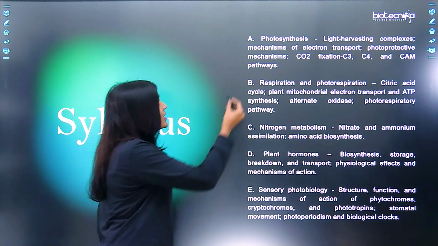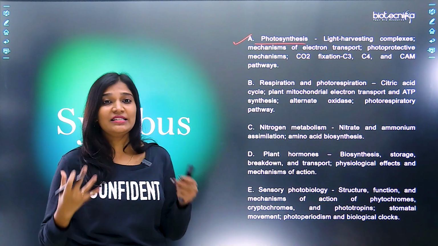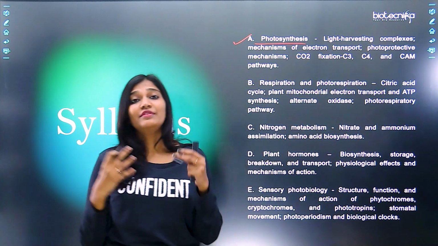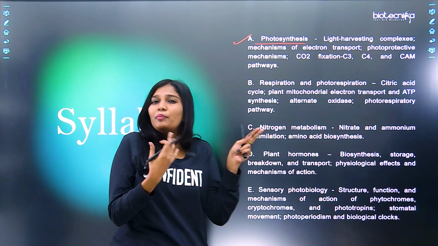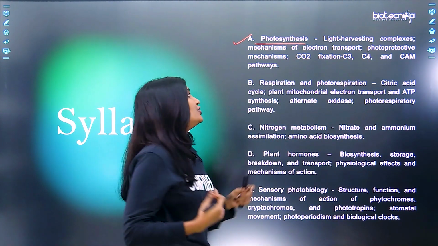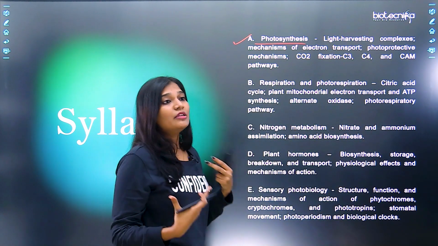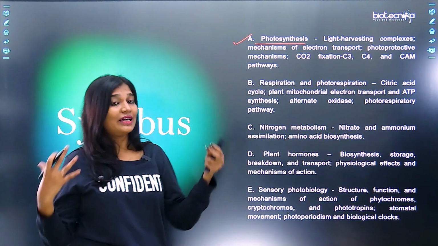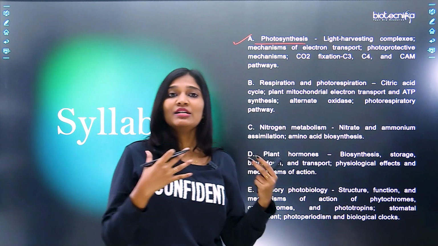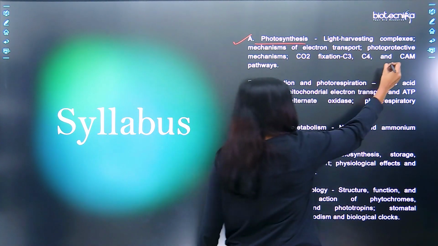Let's see into it. The first one is photosynthesis. Photosynthesis is a very nice, easy topic that you can have direct questions from. So it's a promising chapter, I can say, a scoring chapter. In this chapter, we'll be talking about light reactions, dark reactions, what are the light harvesting complexes, C3, C4, C2 pathways, everything in detail along with the CAM pathway.